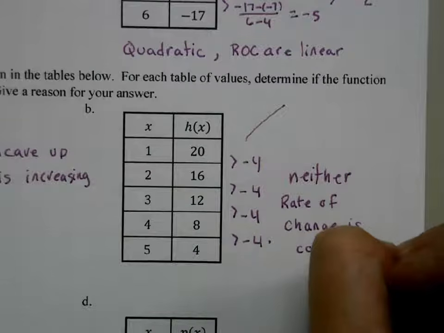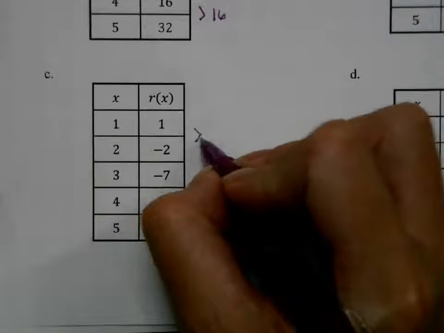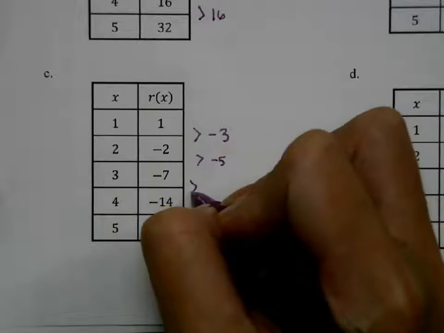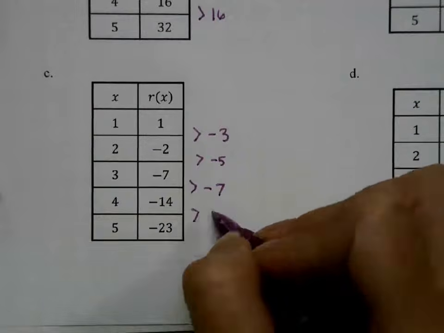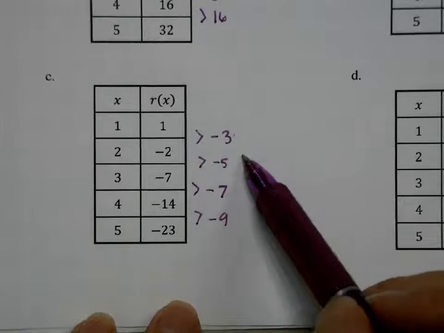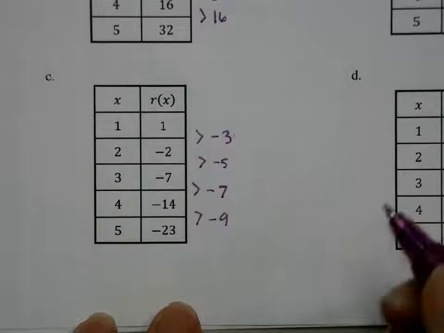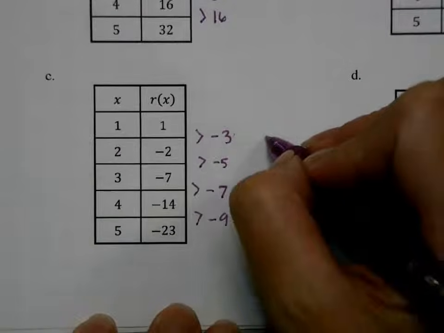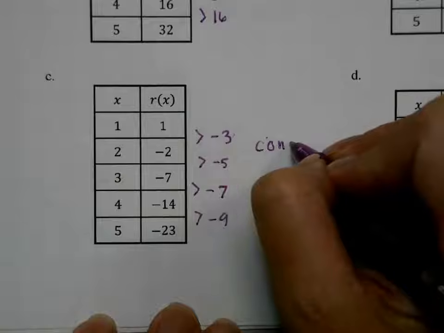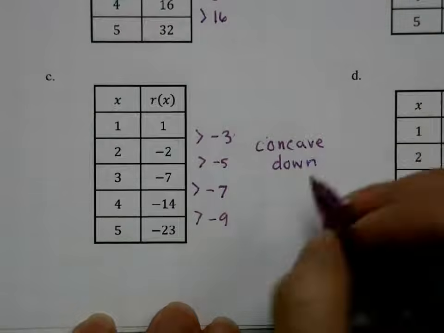Okay, going down 3, down 5, down 7, down 9. So this is quadratic since the distance between these is decreasing at a constant. But for our purposes, the rates of change are getting smaller. So it's concave down, because the rate of change is decreasing.